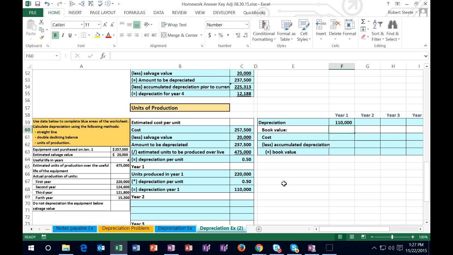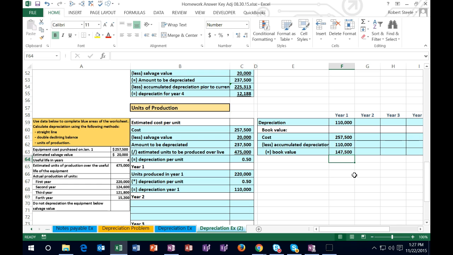Then we're going to calculate the book value. The book value is calculated by the cost being the 257.5. That's what we paid for it. It does not change. And then we're going to subtract from that the accumulated depreciation, the depreciation over the life of the machine up to this point, which is just one year. So it's the same as the depreciation in this case. I'm going to select equals, point to the cost, the 257.5, minus the accumulated depreciation, 110, and enter. That'll give us a book value of 147.5.